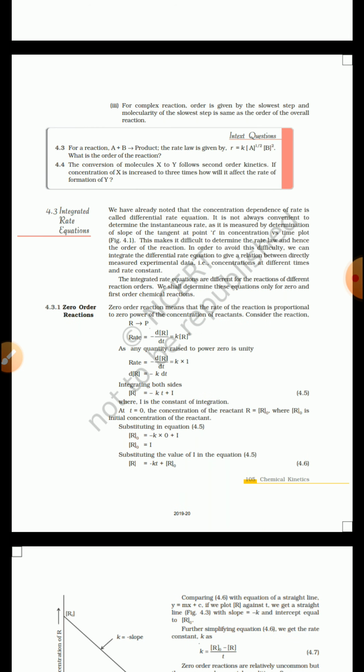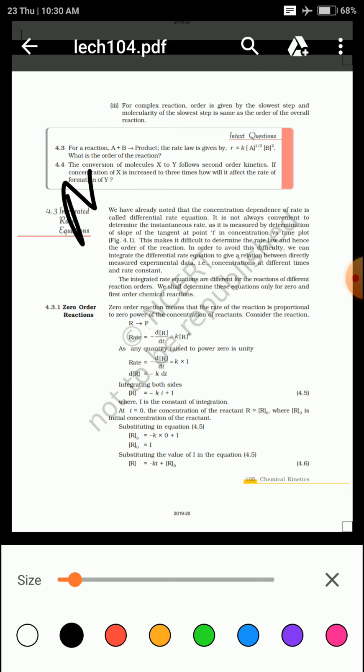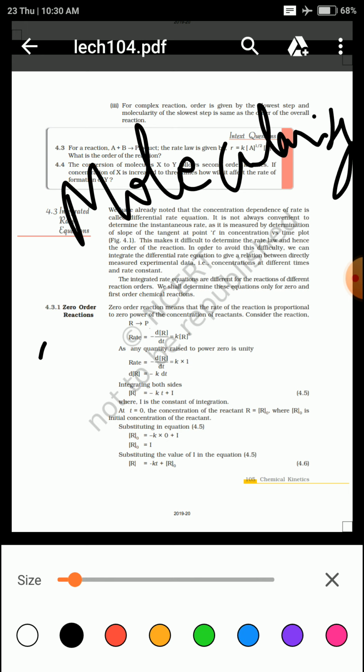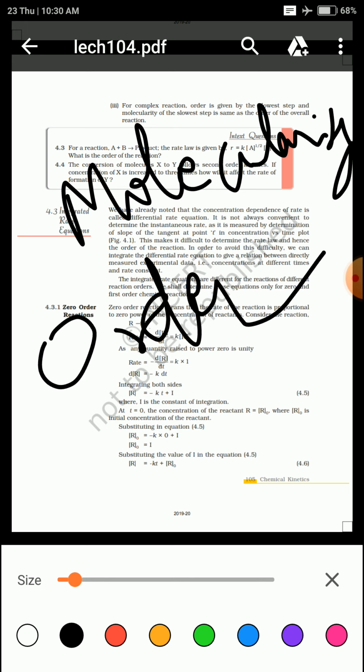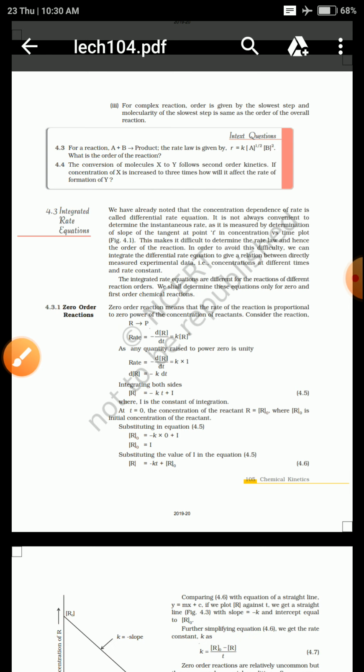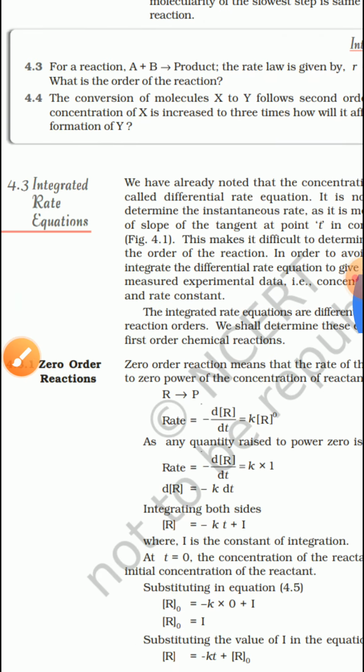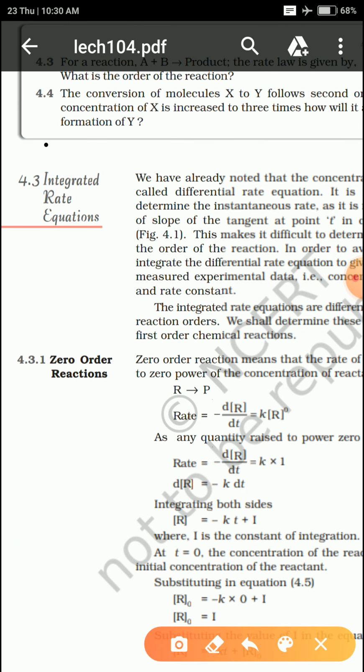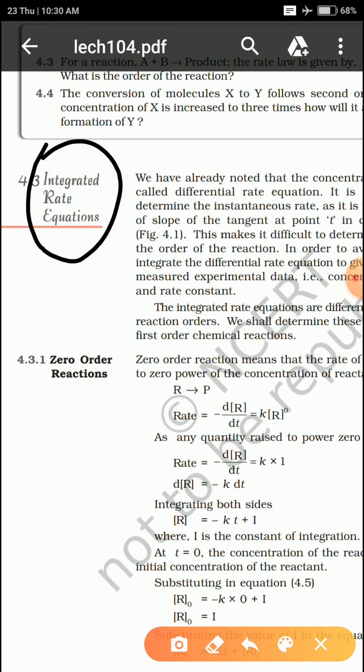Up till the previous classes, we discussed molecularity and order of reaction. We discussed the differences between both of these. In today's class, we discuss a particular term, the integrated rate equation. So, what is actually the integrated rate equation?